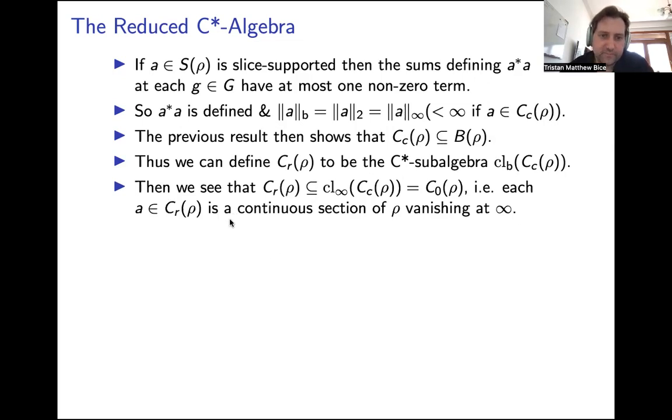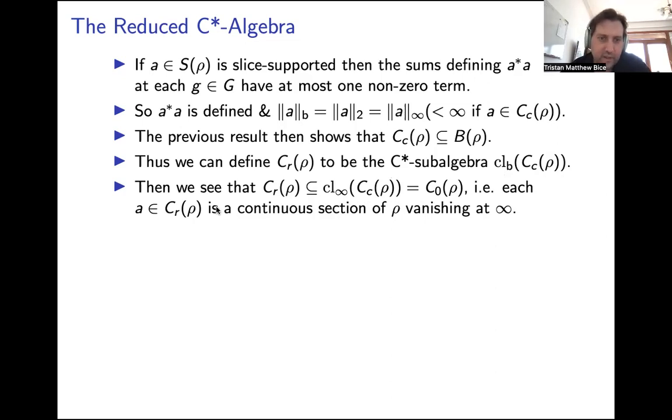Okay, and one thing to point out is that sure, we're using the B norm to define the closure, but anything that is in the B closure will definitely also be within the infinity closure because the infinity norm is bounded by the B norm. And the infinity closure of this is really just the sections which vanish at infinity.